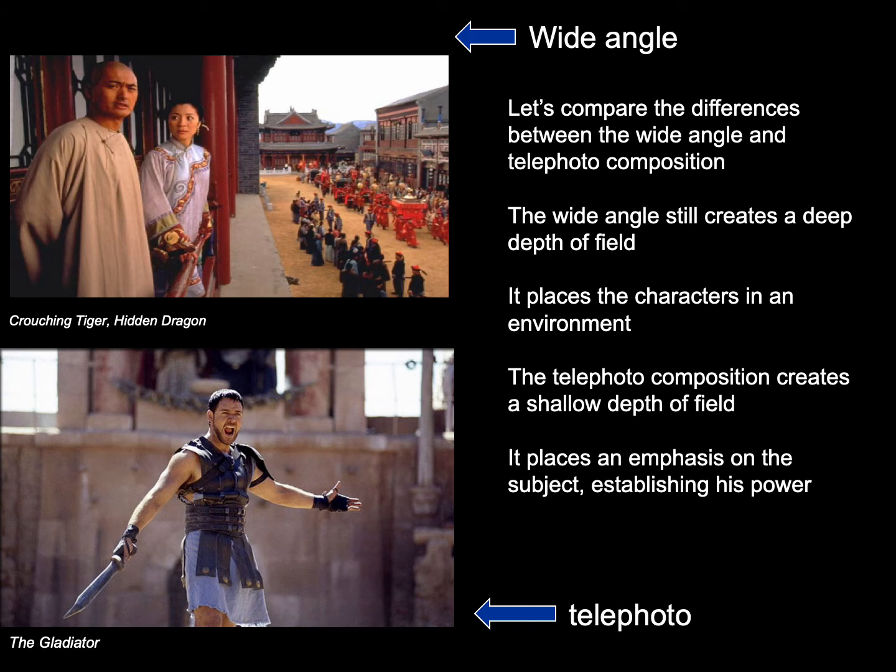Let's compare the differences between the wide-angle lens composition on the top from Crouching Tiger, Hidden Dragon, and the telephoto composition on the bottom from Gladiator. The wide-angle lens creates a deep depth of field. It places the characters in an environment. The telephoto composition creates a shallow depth of field. It places an emphasis on the subject, establishing his power.